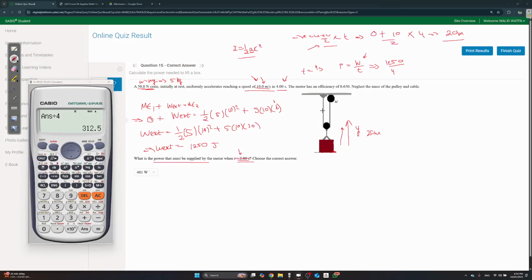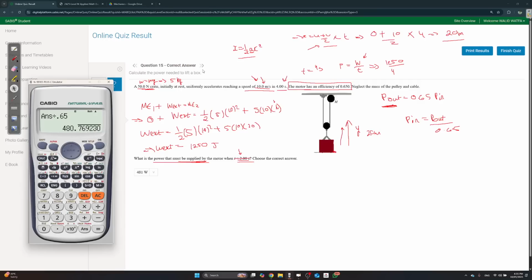Don't panic. Remember that they said the efficiency of the motor is 0.65. So what does that mean? Power out is equal to 0.65 times power in. And remember, the value of the power that you find is always power out. So what do they want? They want the power in. This is the one supplied by the motor. So power in is equal to power out divided by the efficiency 0.65. Let's divide this by 0.65 and you should get 480. You get 480 to one decimal place. To the nearest integer is 481.